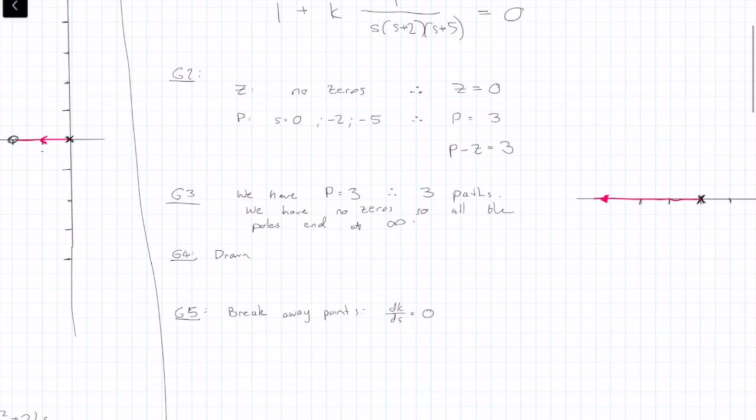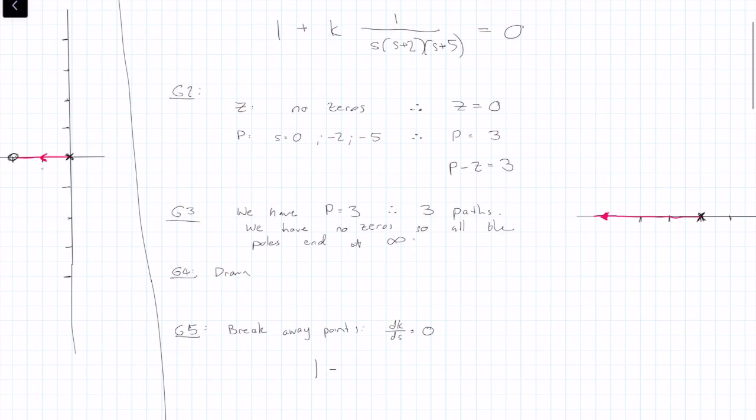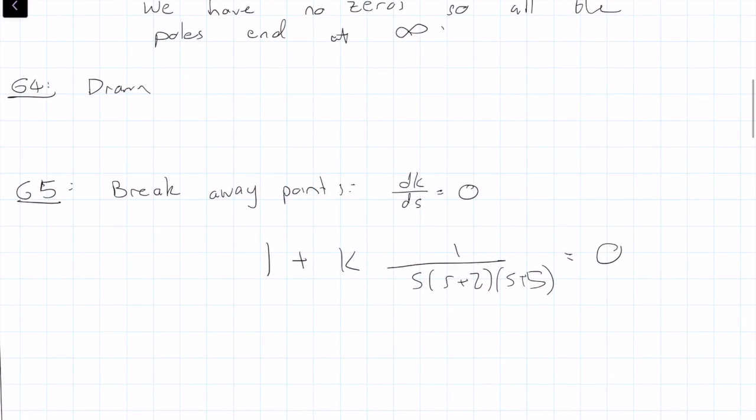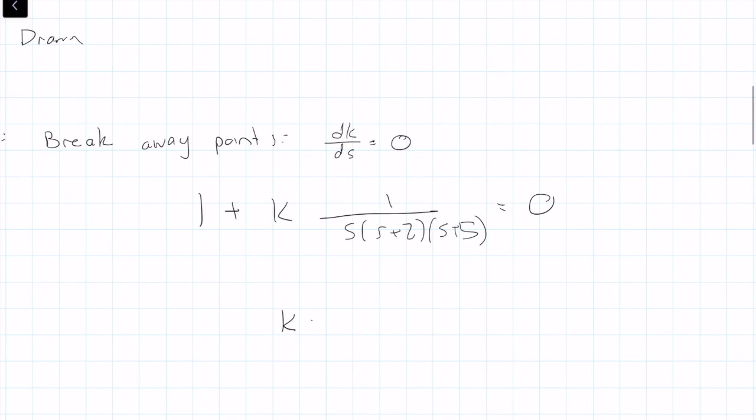So we need to start off with what we have, which is 1 plus k times 1 over s(s plus 2)(s plus 5) is equal to 0. So we can say that k equals minus s(s plus 2)(s plus 5), skipping a couple steps, and so we can say that k is equal to minus, let's keep the minus on the outside, s cubed plus 7s squared plus 10s.